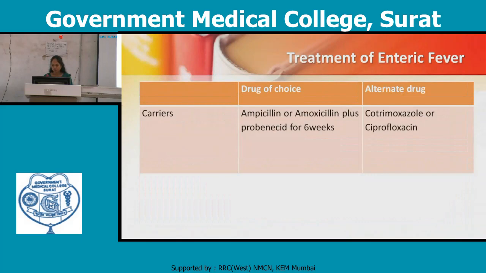Carriers: drug of choice is ampicillin or amoxicillin plus probenecid for 6 weeks. Alternative drugs are cotrimoxazole and ciprofloxacin.